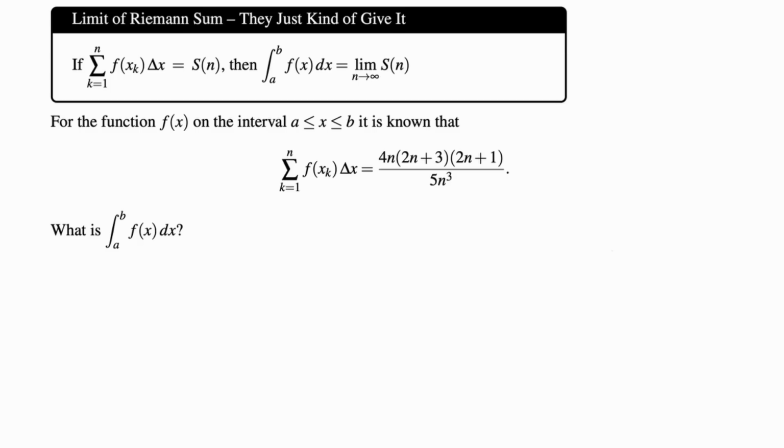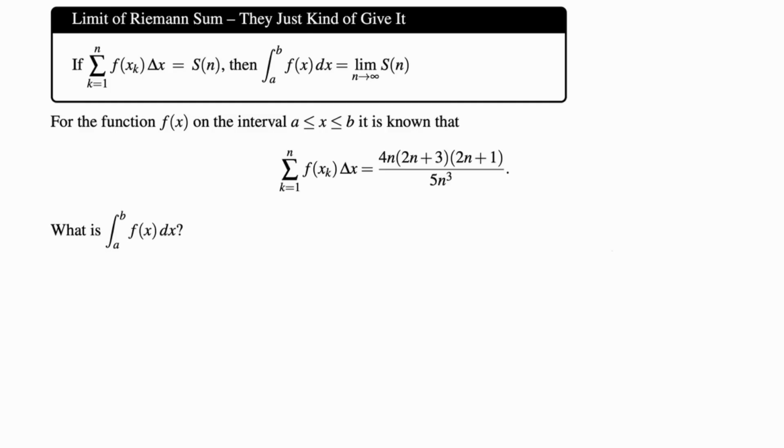Another thing that I actually think is maybe the easiest one, but it's unfamiliar when you see it. If the sum from 1 to n of f of x sub k delta x is equal to S of n, just some function of n, that means they wrote a Riemann sum and then worked it out using all kinds of formulas for summations that aren't really a part of this course, and they just work out what it is equal to. Then the integral from a to b of f of x dx is just the limit as n approaches infinity of that thing they give you. So we just have to take the limit of S of n.